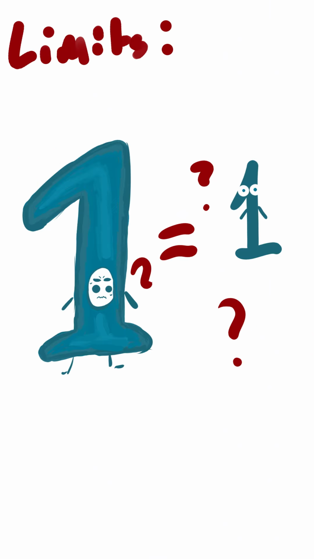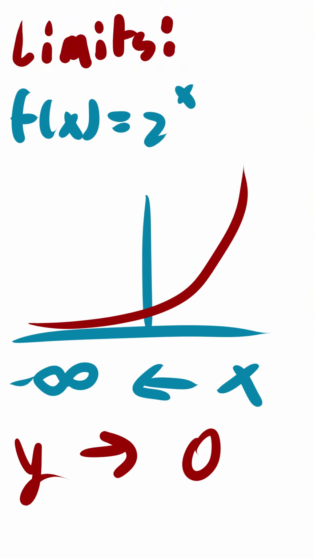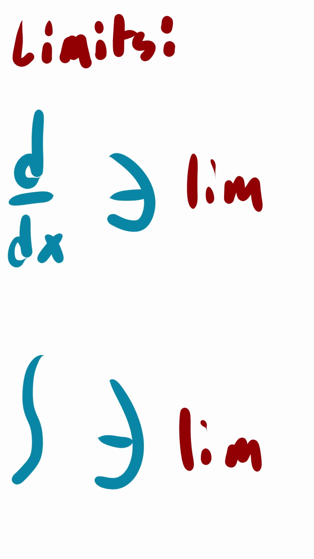Limits are just some variable is basically this number, but not exactly. Limits are read as some variable approaches some value. They are used in graphs to describe a function. For example, in the graph 2 to the x, as x approaches negative infinity, the y value is 0, even though y never equals 0 and x never equals negative infinity. Limits are also useful for the next two concepts.